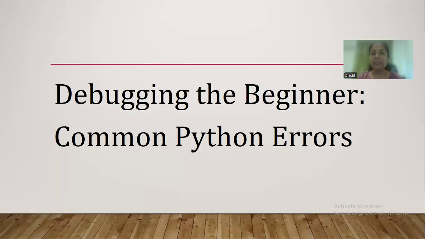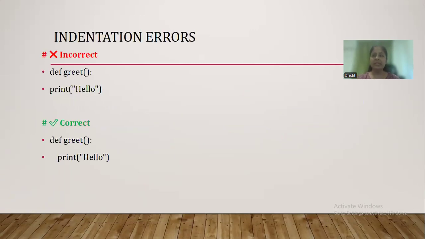Let's look at some Python errors which the students usually make while typing down the source code. The very first error is the indentation error. The most important thing you have to remember while writing down the Python source code is to keep the indentation. In many programming languages, this is not important, but in Python, indentation matters a lot.